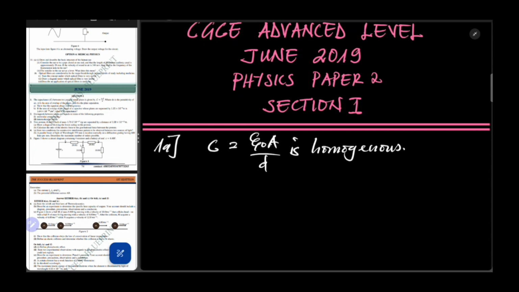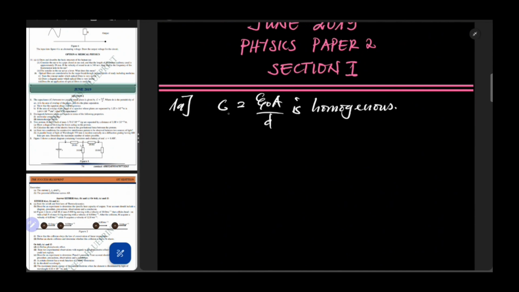or dimensions, or one in which the base units or dimensions of the physical quantities on the left hand side of the equation is equal to the base units or dimensions of the physical quantities on the right hand side of the equation. So to show the equation C equals epsilon naught A over D is homogeneous, we simply need to show that the base units of C is equal to the base units of epsilon naught A over D.